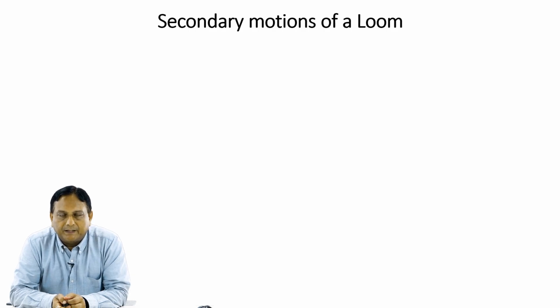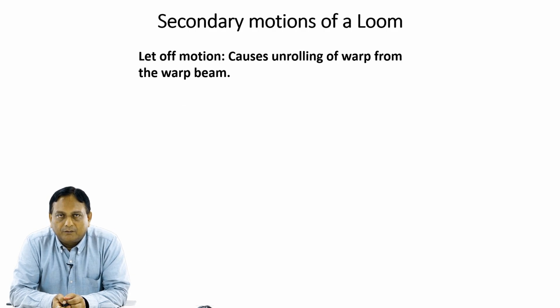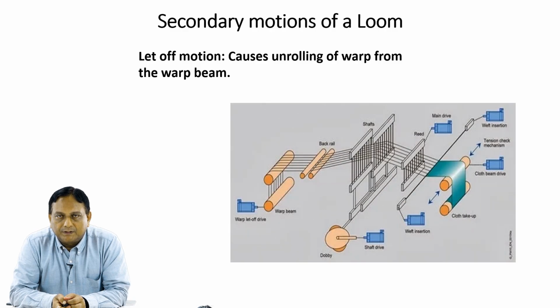Now let us see what are the secondary motions of a loom. The first one is the let-off motion. What do you mean by the let-off motion? Let-off motion causes unrolling of warp from the warp beam. So this is the schematic view of the secondary motions or the let-off motions. So unrolling of warp from the warp beam takes place, and finally it goes via these different mechanisms up to the take-up roller. So this is called the let-off motion, one of the secondary motions of a loom.